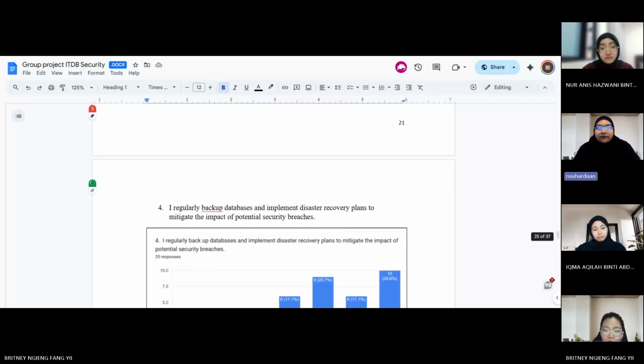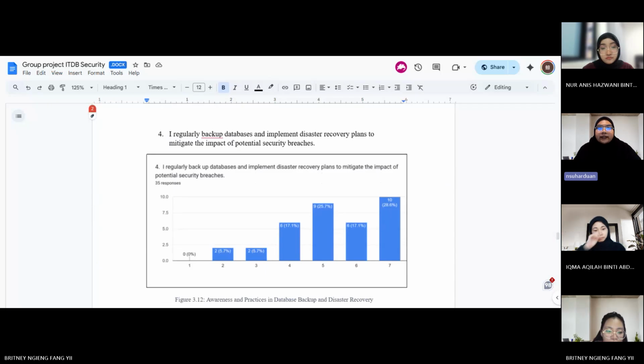For the next question, we asked about regularly backing up databases and implementing a disaster recovery plan. The results indicate that most respondents practice regular database backup and have a disaster recovery plan in place. A total of 28.6% strongly agree and 17.1% agreed, while 25.7% selected a high agreement level, showing overall strong commitment toward data protection and recovery readiness.